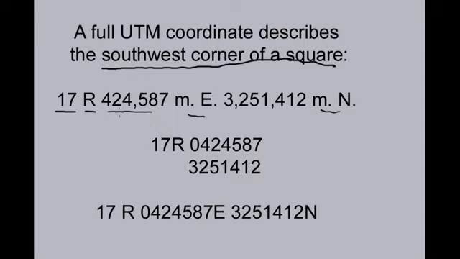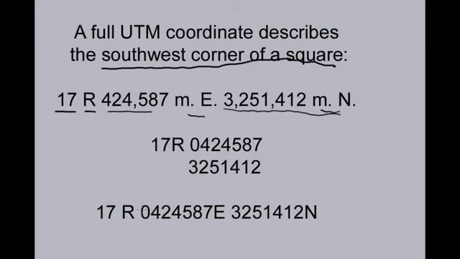So since this value is 424,587, that is 75,413 less than 500,000. So if the eastings are less, then they're west of the zone meridian. Then the northing here tells us that the southwest corner of this square is located 3,251,412 meters north of the equator.